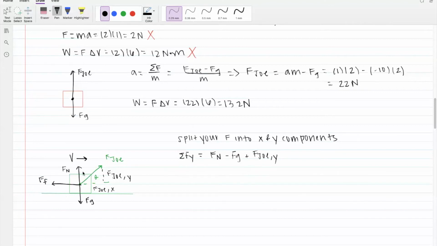Now, as we can tell, this block is not levitating. Again, we are saying this block is sliding along this surface only. So this means that the sum of the forces has to equal 0. Hence, the acceleration in the Y direction is equal to 0. So our normal force is equal to F of g minus F Joe in the Y direction.